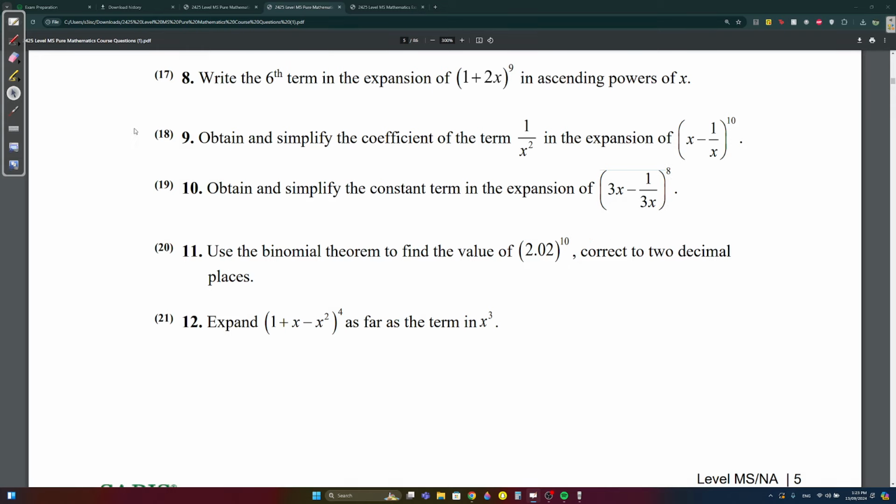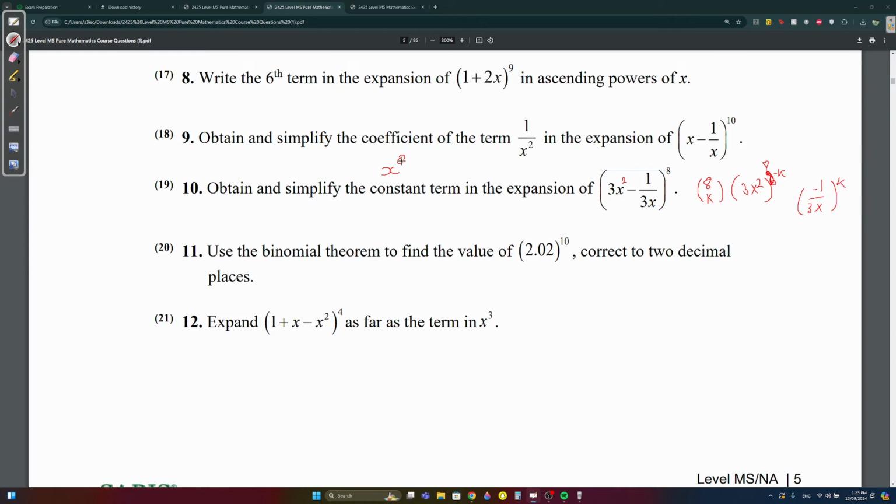This is in case they get it in a different way in the exam. Or, for example, if they gave you x squared here, again, I'm going to solve now as if they gave you x squared. You want to find k. How would you do it? Again, rewrite the general term. 8Ck 3x squared to the power of n minus k, so 8 minus k, and then minus 1 over 3x to the power of k.